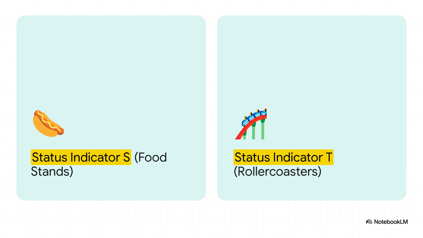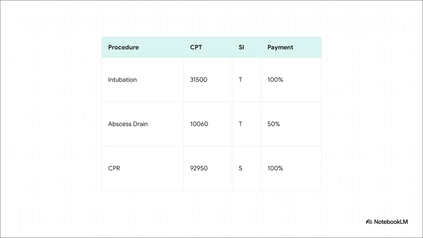Status indicator S procedures, those are like buying hot dogs at a food stand. If you buy one hot dog, you pay full price. If you buy 5 hot dogs, you are paying 100% full price for all 5, right? Zero discounts on hot dogs. But status indicator T procedures are like the roller coasters. The park has this rule where you pay full price for your first biggest coaster ride. But if you want to ride a second coaster or a third, they're going to give you 50% off those extra tickets. Let's see how this math actually plays out in the ED.